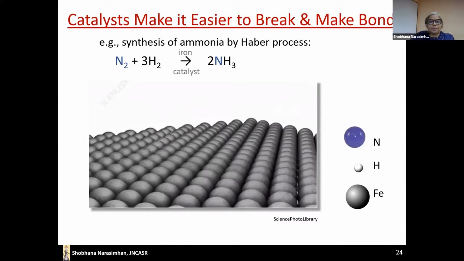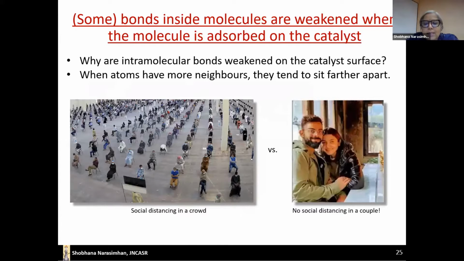So why is that easier to happen on the catalyst surface than in the gas phase? So what I showed you is what's called heterogeneous catalysis, where the reactants, the nitrogen and the hydrogen are in the gas phase and the catalyst is a solid, which is the iron. So why are they weakened on the catalyst surface? This is sort of a hand-waving argument, but when atoms have more neighbors, they tend to sit farther apart, and then it is easier to break the bonds.